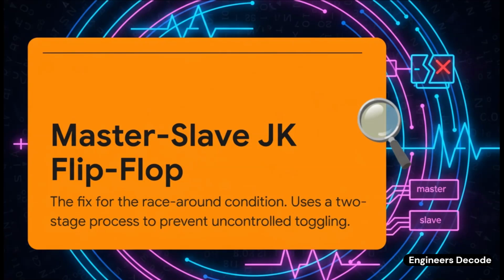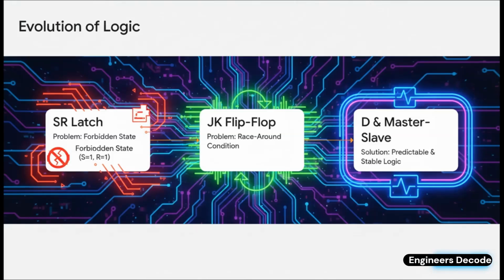So, what about that pesky race-around problem? That gets solved by something brilliant, the master-slave JK flip-flop. It's a two-stage process. The master part grabs the input on one edge of the clock, and then the slave part spits it out on the other edge. That two-step dance completely stops the uncontrolled toggling. Problem solved. So let's recap the journey, right?